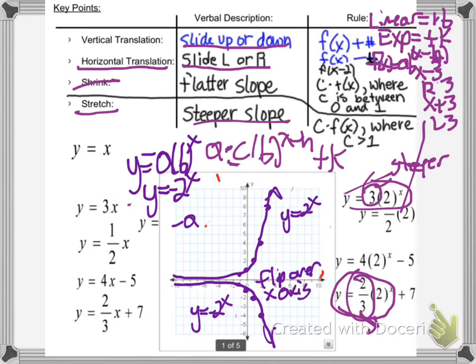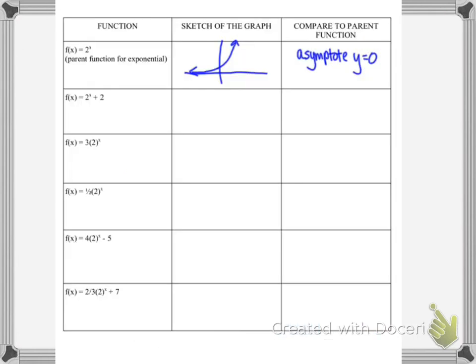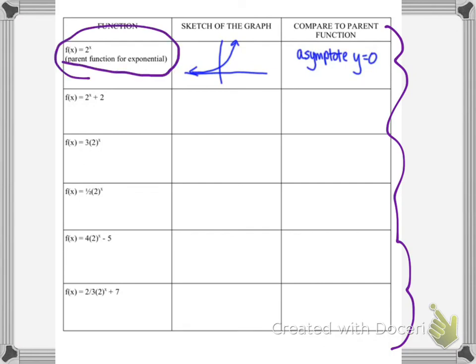Alright, now let's look at a couple more examples. Right here, we're going to look at these tomorrow, but you're going to tell me what the difference is from the parent graph here. So we're going to compare it to the parent function for exponential, f(x) equals 2^x. So tell me what each one of these does to our parent function, and make a small sketch of the graph. Does it move it up, down, over, left, right?